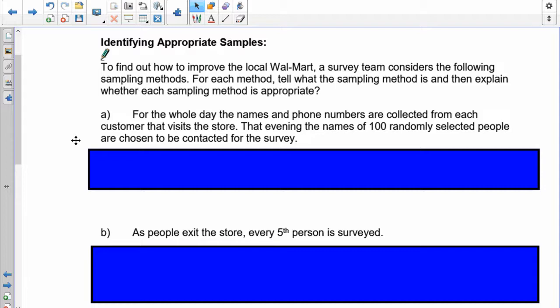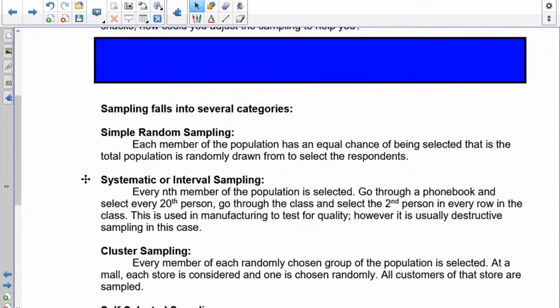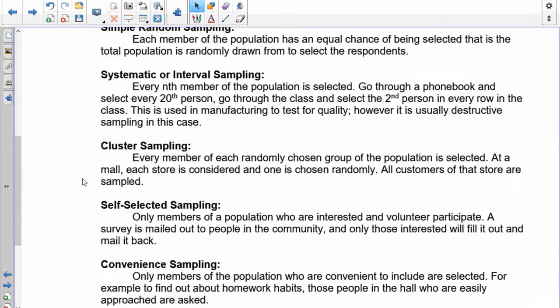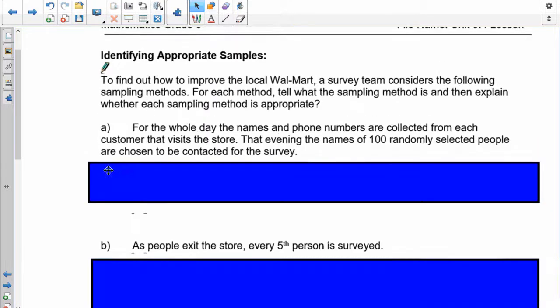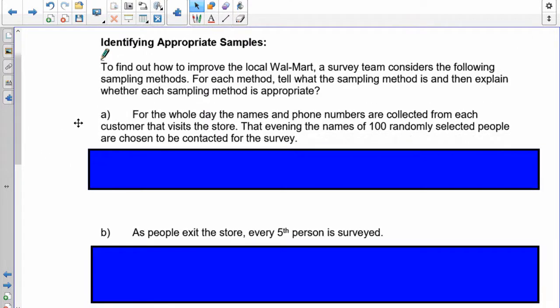So let's take a look at A. For the whole day, the names and phone numbers are collected from each customer that visited the store. And that evening, the names of 100 randomly selected people are chosen to be contacted for that survey. So pause the recording, and I want you to look at the previous page, and go through these different types of samples, and tell me what actually was done here in A. Tell me the type of sampling and whether you think it is effective or not.